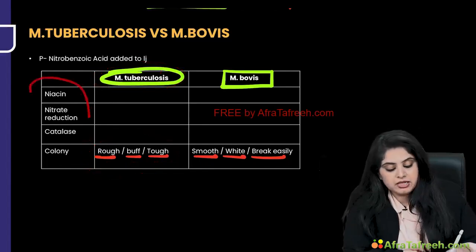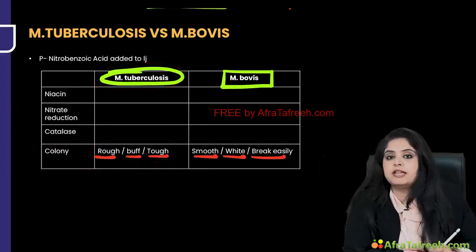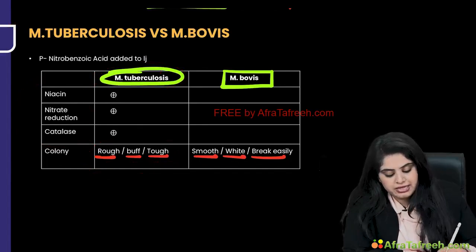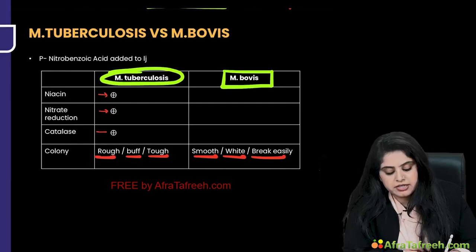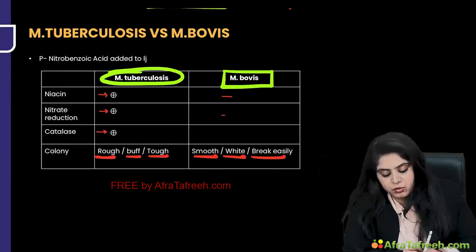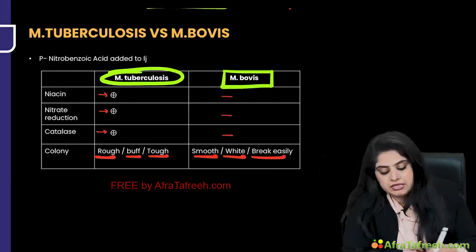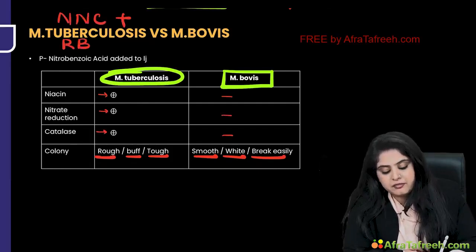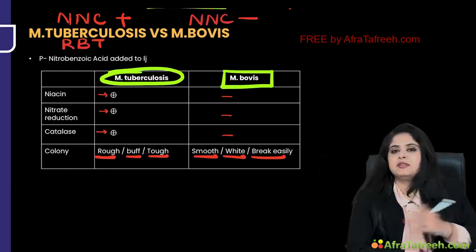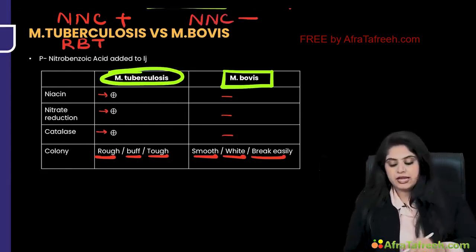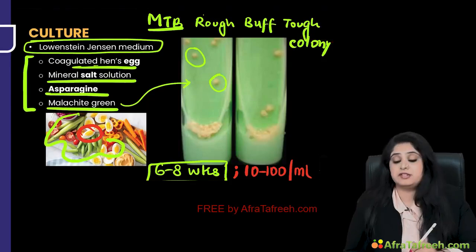One more thing. Remember, TB is NNC positive. What is NNC? It is going to show you niacin test positivity, nitrate reduction positivity, catalase positivity, whereas bovis does not. So remember, TB is going to be NNC positive and it is rough, buff, tough, right? Bovis is NNC negative and the opposite of rough, buff, tough. So LJ media is done for everyone, but it's taking a lot of time.